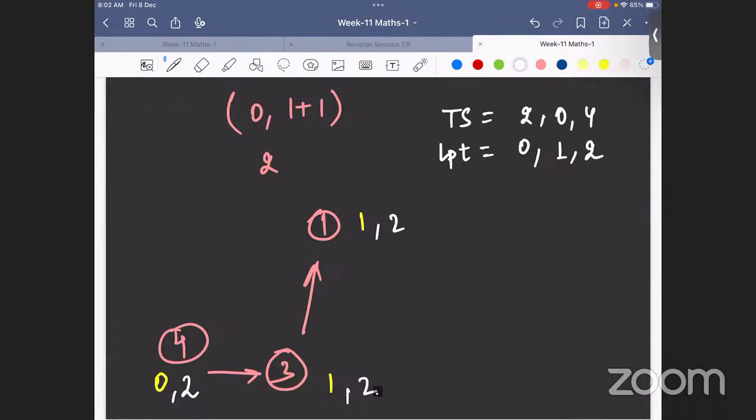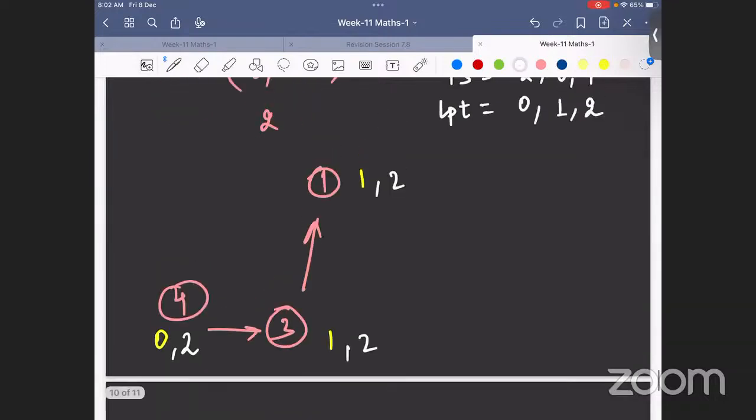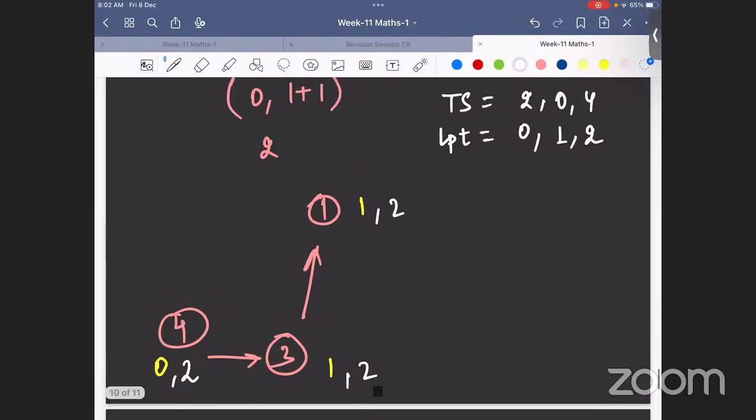Now, what should the next step be? Take out the vertices where the in-degree is 0. What vertices are those? 4. Okay, so 4 we have written here, right? So we will remove 4 from here. 4 we have removed, right? And now you have to update the value of LPT for the other cases. What should be the value for 3 and 1?